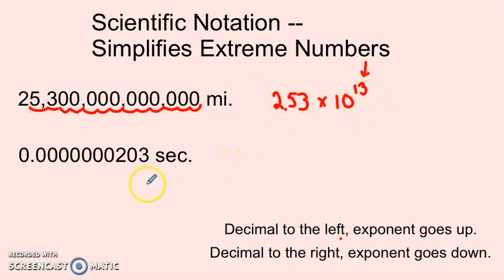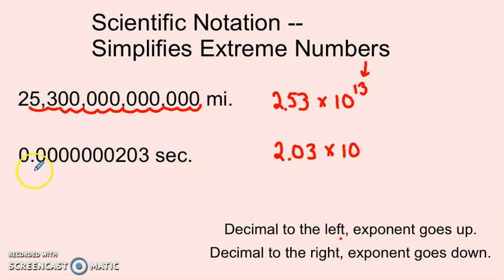So what do you do with a really, really small number like this? Well, you have the same principle. You're looking to write it where there is just one number to the left of the decimal point. In this case, it is 2.03, and you'll put times 10 to some power.